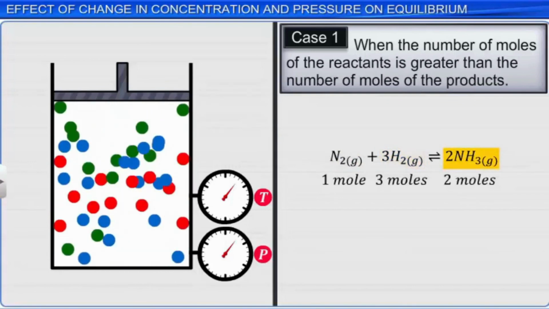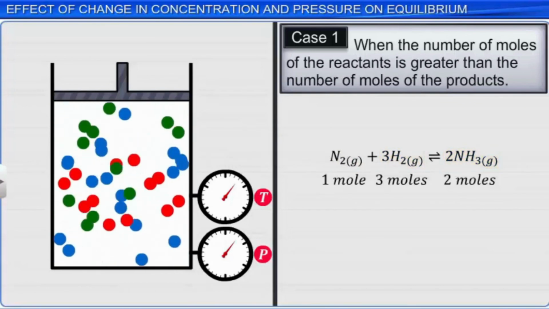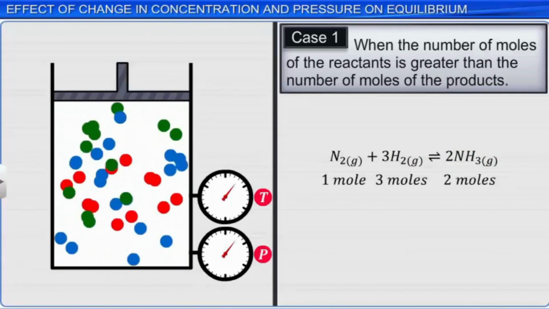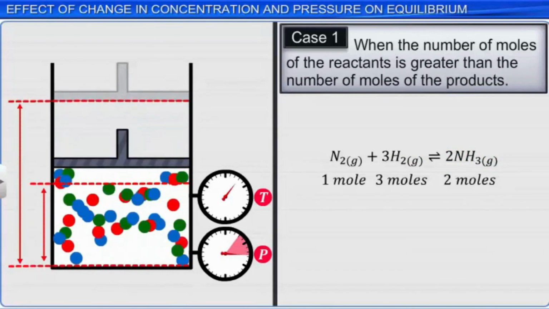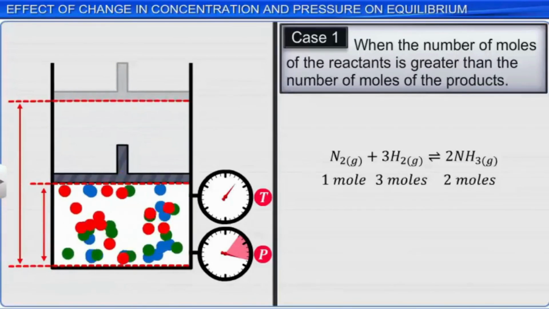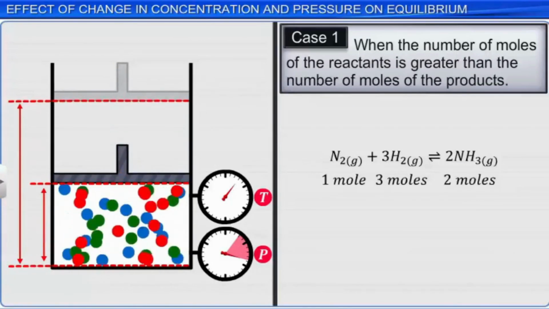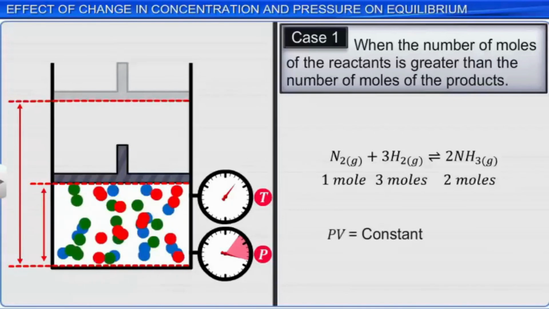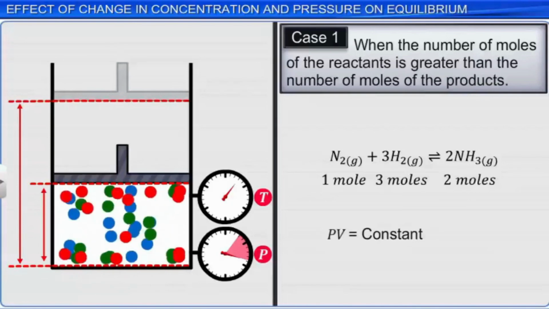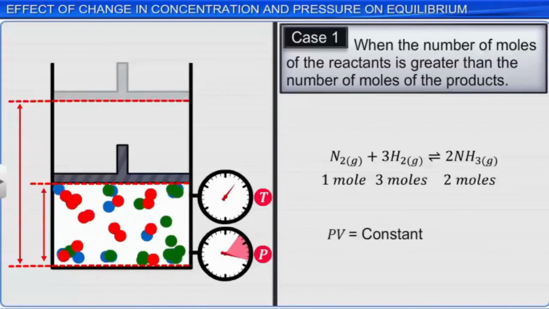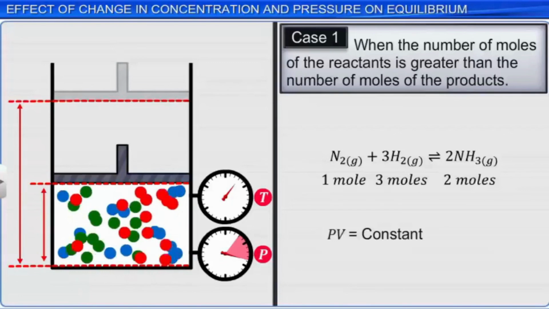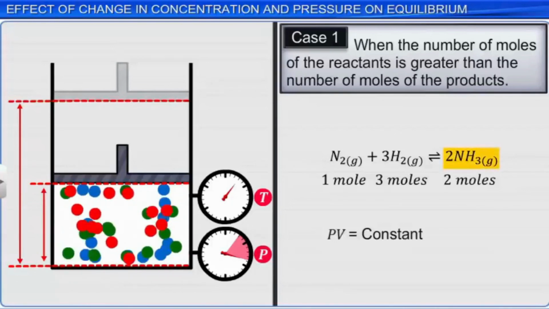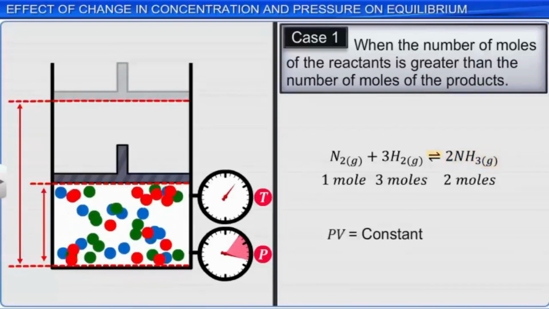Suppose the equilibrium mixture is kept in a cylinder fitted with a piston at constant temperature and is compressed to 1/2 of its original volume. As the volume decreases to half, the pressure will be doubled according to the equation PV is equal to constant. As the pressure is doubled, according to Le Chatelier's principle, the equilibrium shifts in the direction of decrease in pressure, or the number of moles of the gas. So, in this case, the reaction proceeds towards the formation of the product, ammonia.